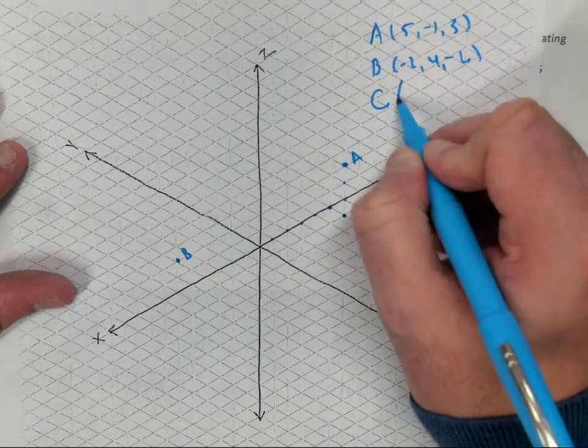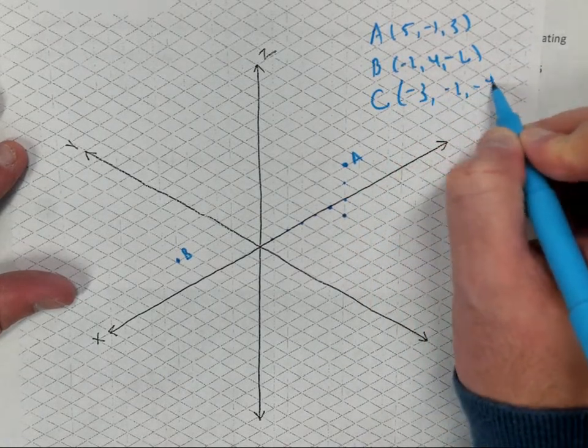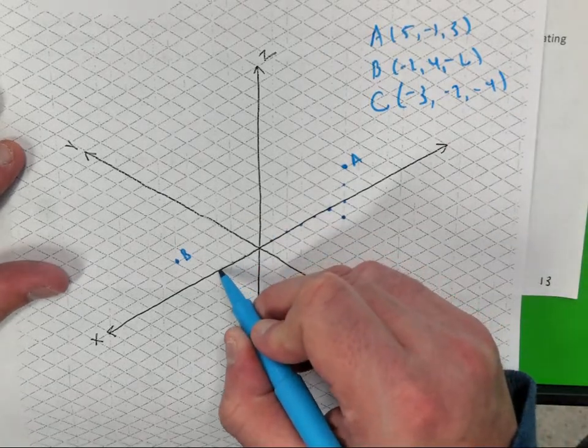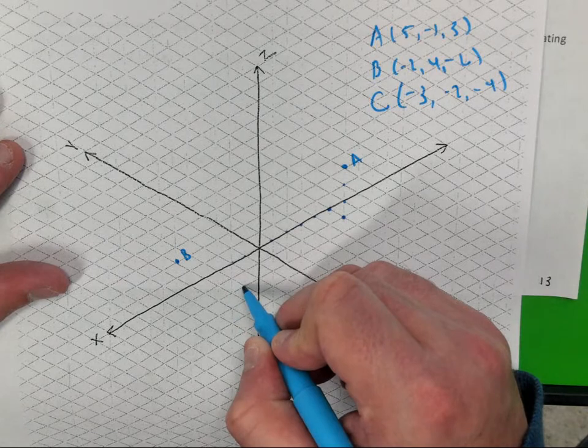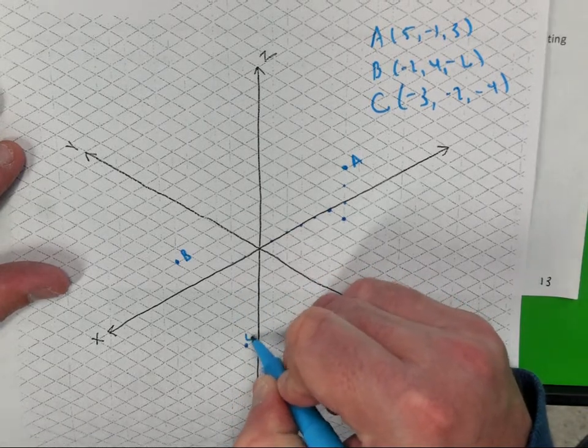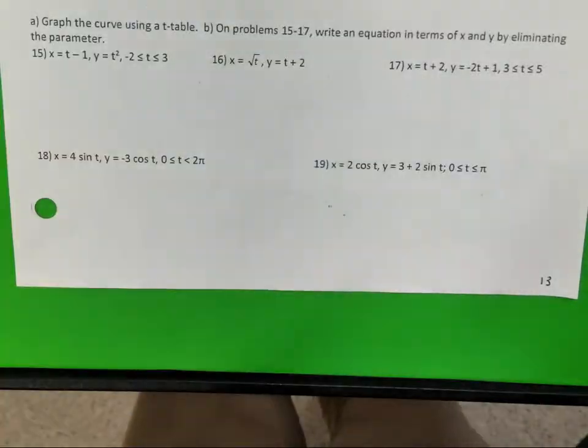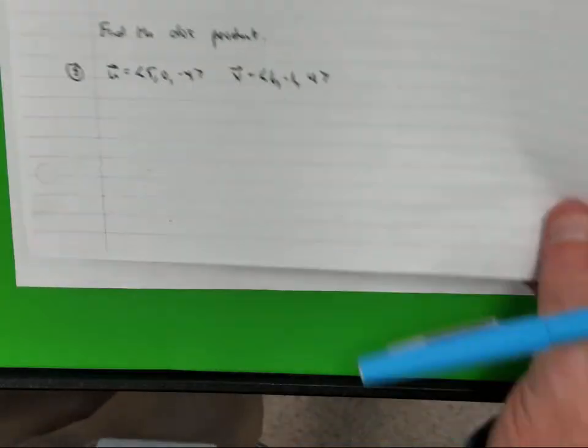And another one, C, is negative 3, negative 2, negative 4. So left 3, 1, 2, 3. Down 1, 2. And then 1, 2, 3, 4. So it's down there. Are there any questions on that process? Okay. Back to this review.